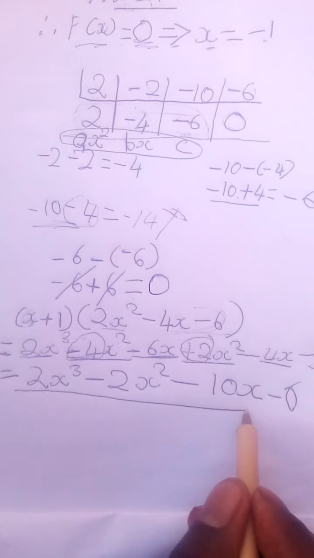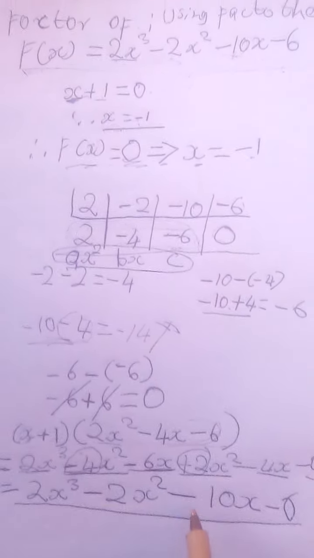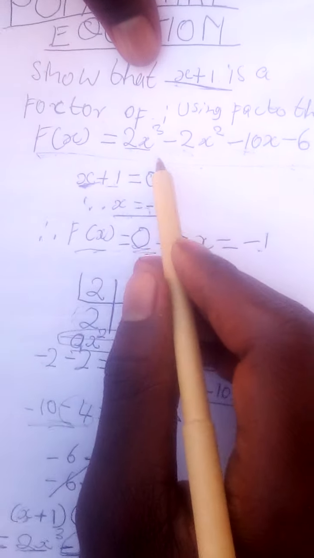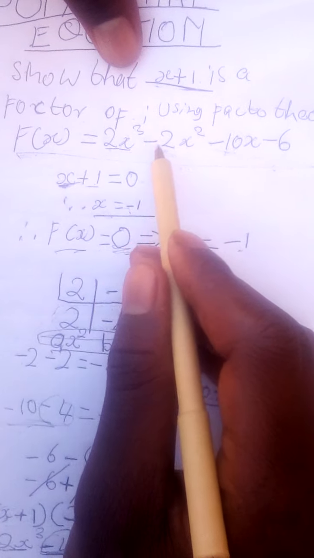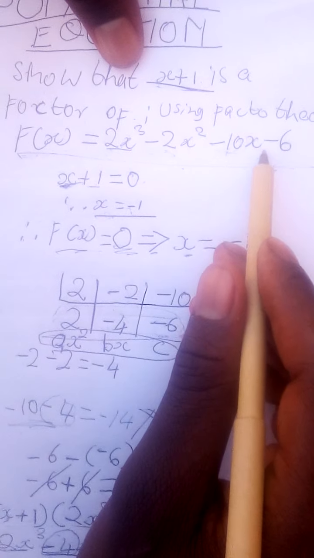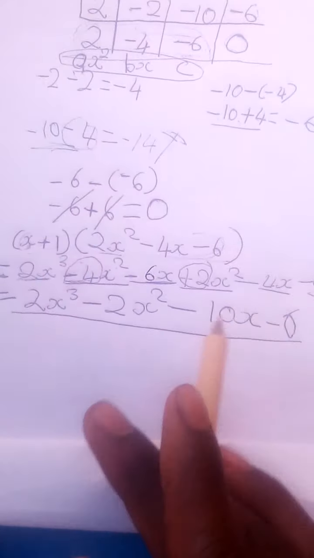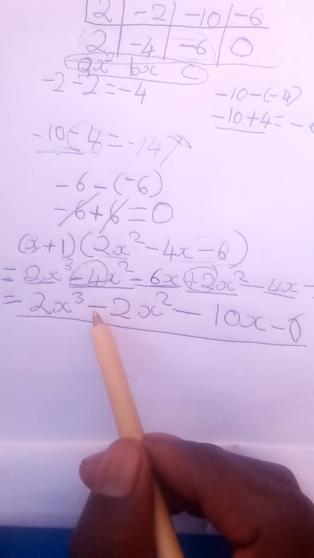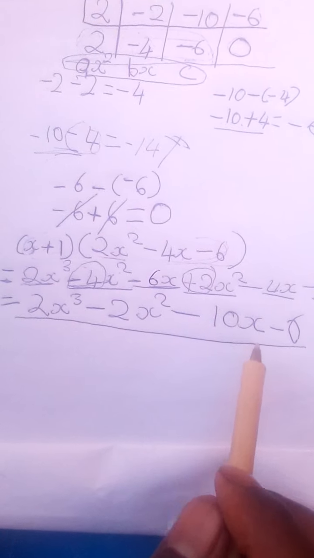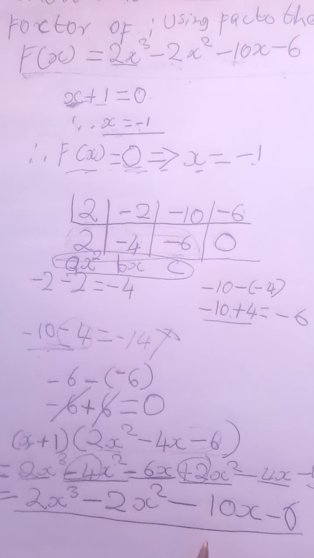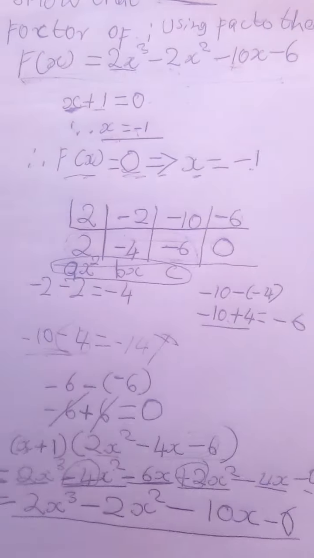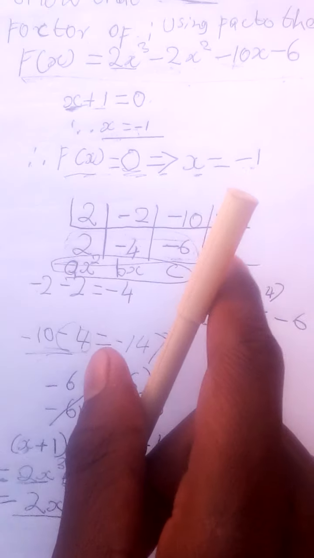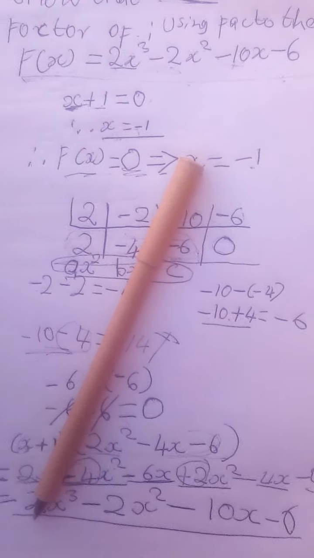Is this equation the same as this equation? Yes, we have 2x cubed minus 2x squared minus 10x minus 6. Then what we have here is the same 2x cubed minus 2x squared minus 10x minus 6. Then I don't think you will have a problem with this.